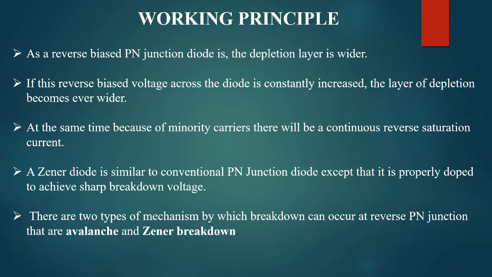There are two types of mechanism by which breakdown can occur at a reverse PN junction, that are avalanche and Zener breakdown.